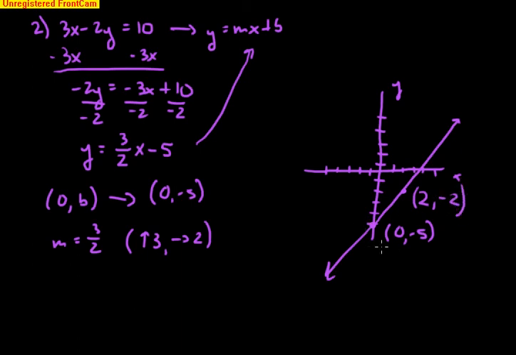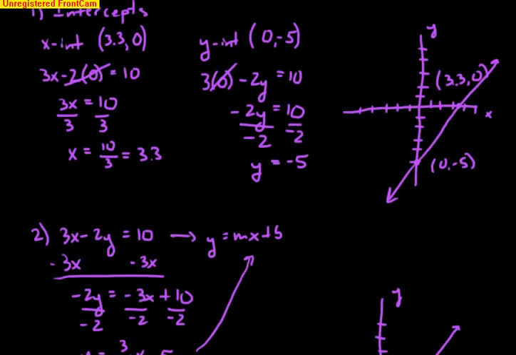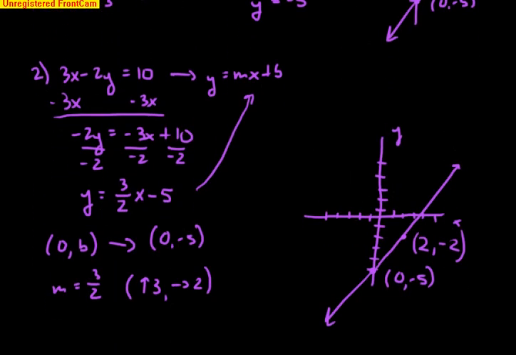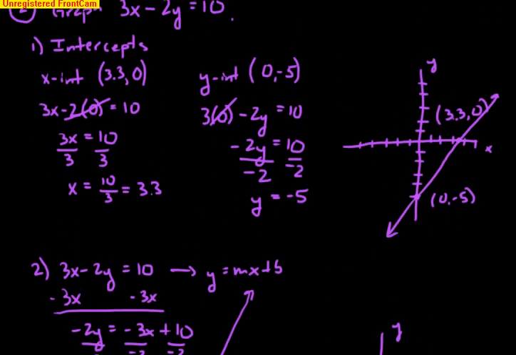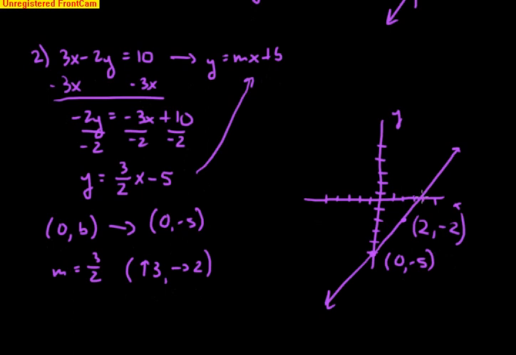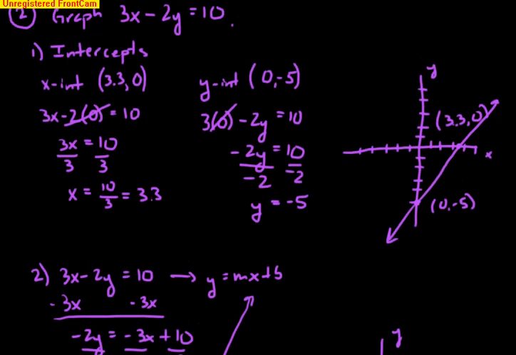And there's your graph. And if you see your two graphs, here's my first one, there's my second one, exactly the same. Right? Y-intercepts are exactly the same, right? 0, negative 5. And if you look at the second graph, right here, this looks like 3.3, which is the x-intercept in the graph above. Okay?